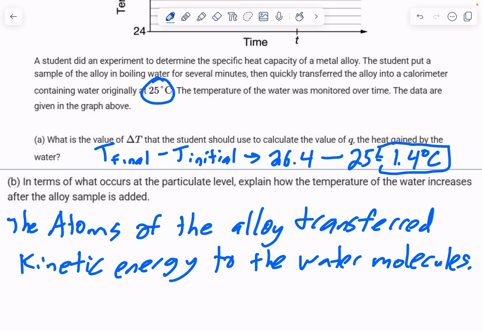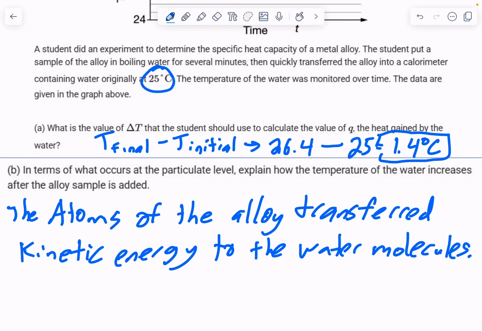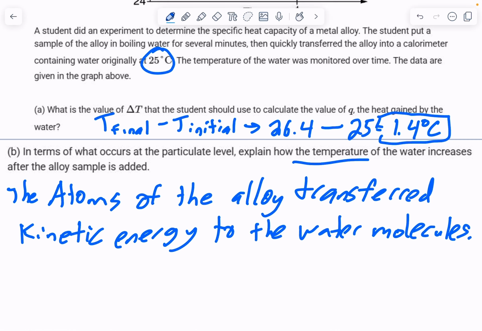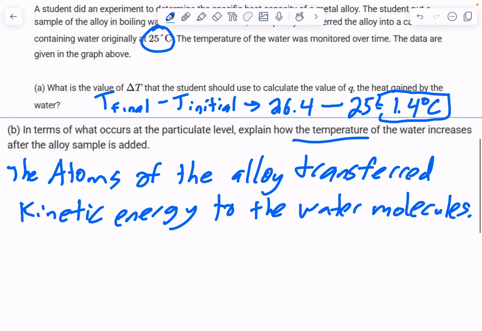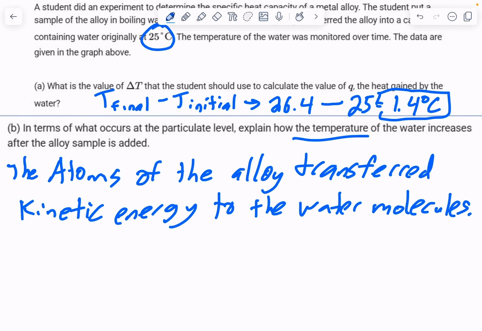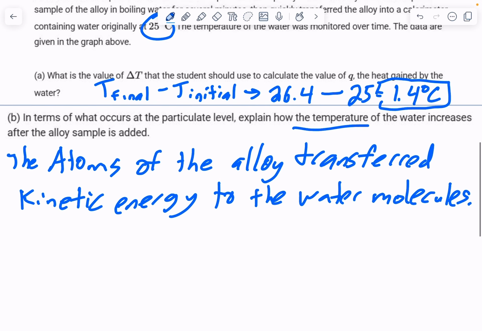Okay, because that is how temperature works, right? Temperature is a measure of average kinetic energy, and in this particular example, the alloy transferred kinetic energy to the water molecules. This slows down the alloy's molecules and increases the kinetic energy of the water molecules. So by explaining that, we should get full points just by this statement right here in explaining how the temperature of the water increases after the alloy was added.